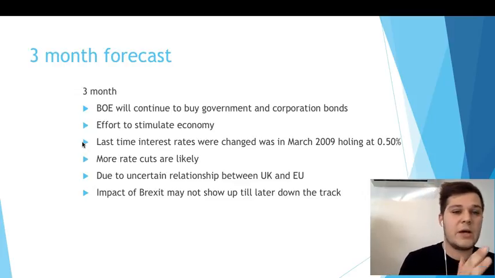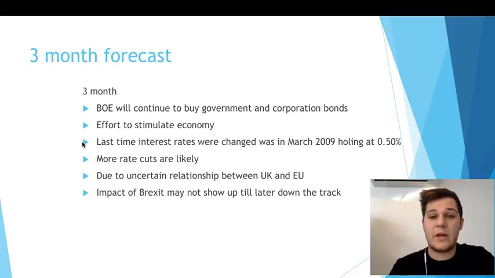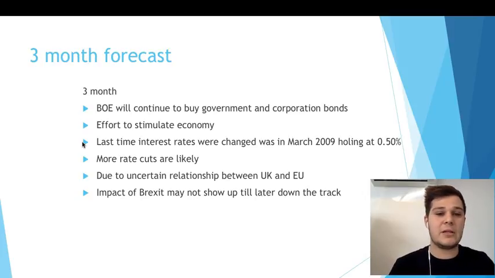So the 3-month forecast: the Bank of England will continue to buy government and corporate bonds in an effort to stimulate the economy and calm domestic markets. The last time interest rates were changed was in March 2009, which is a while back, and ever since then it was holding at 0.5%. More cuts are likely due to uncertain relationships between the UK and the European Union, and the impact of Brexit may not show up until later down the track.